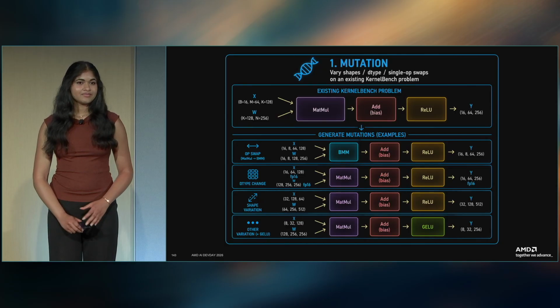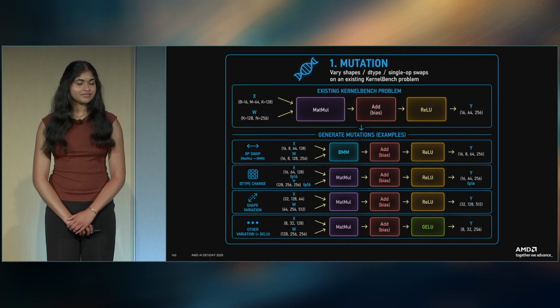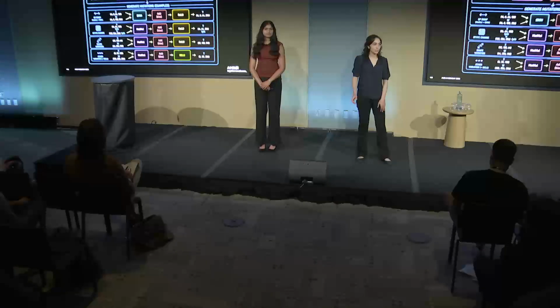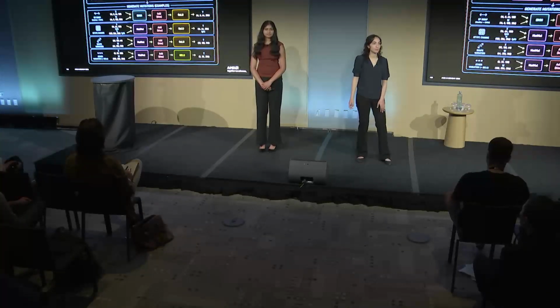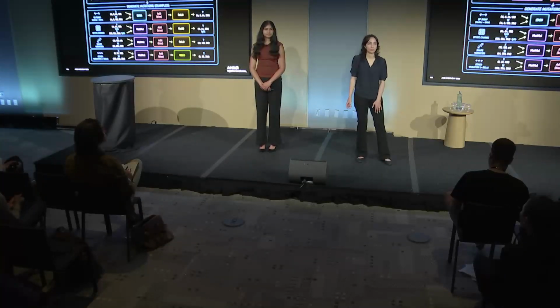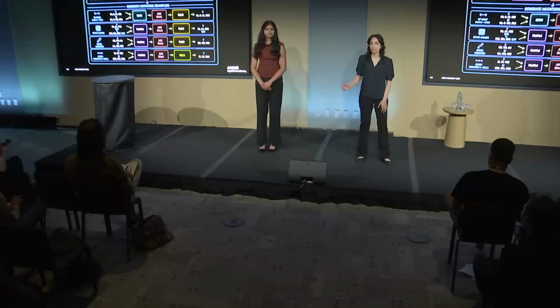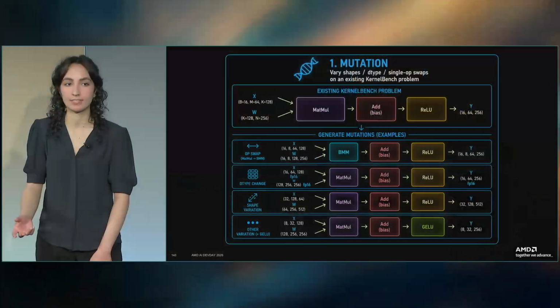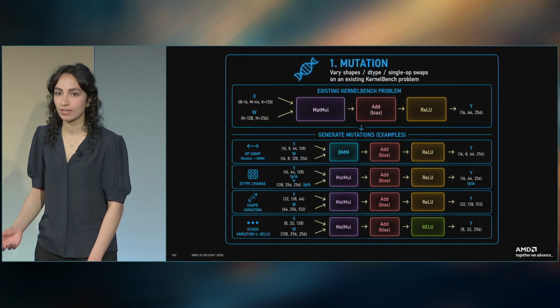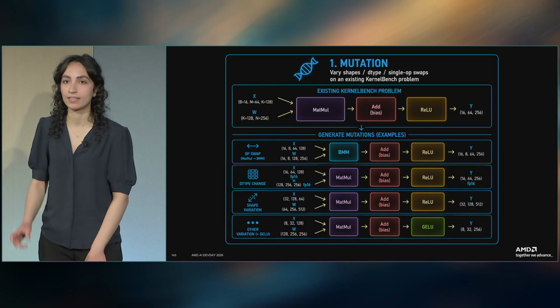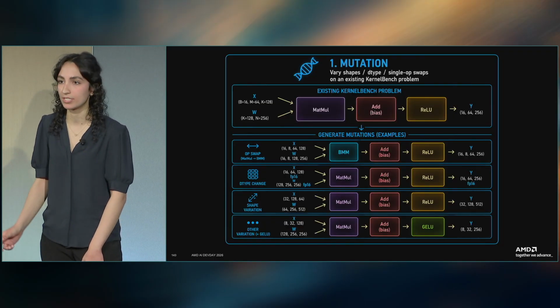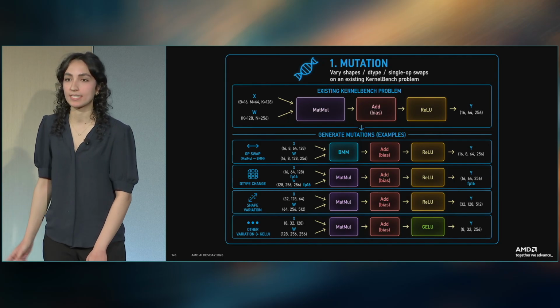Our first method for generating the synthetic data is mutation. Here, instead of asking the model to generate an entirely new workload from scratch, we leverage the existing KernelBench problems. We take an existing problem and produce a variant of it, or a mutation of it. For example, we could take a matrix multiplication with a bias add and a ReLU activation function and mutate it. You can see 4 different examples of that here.